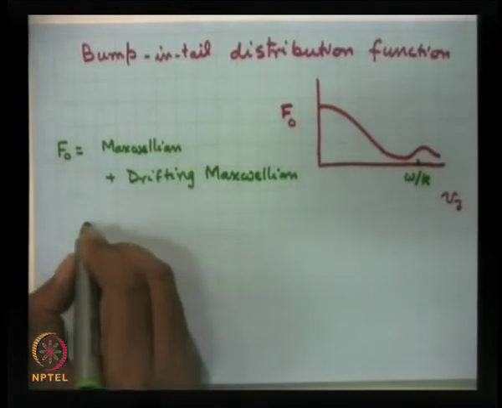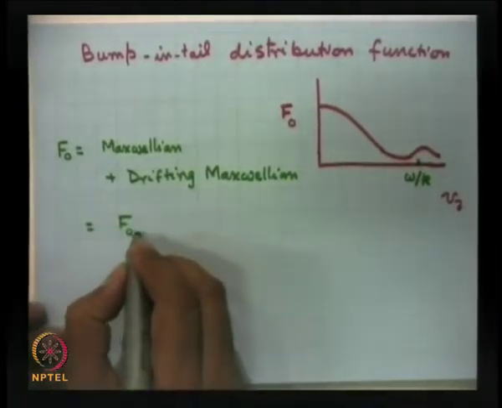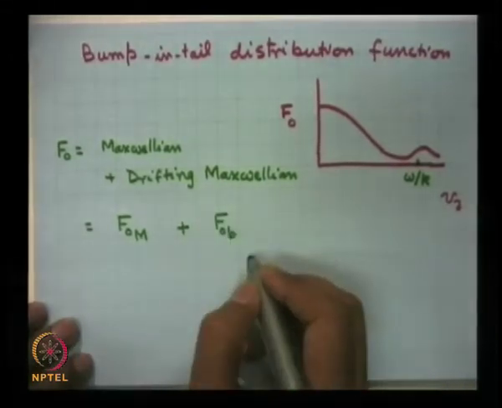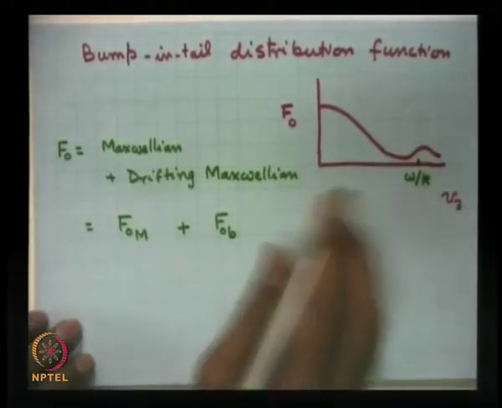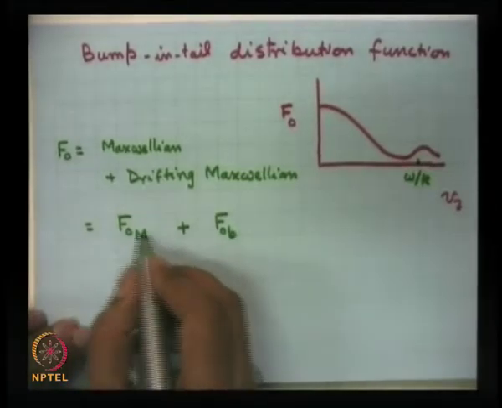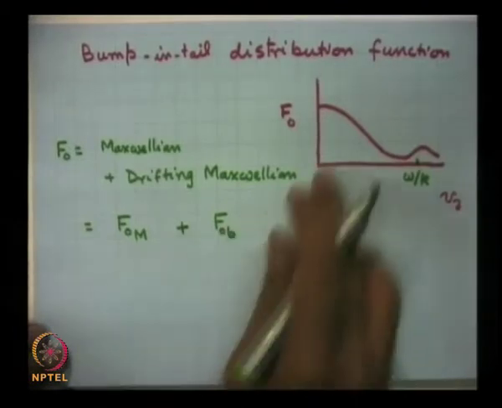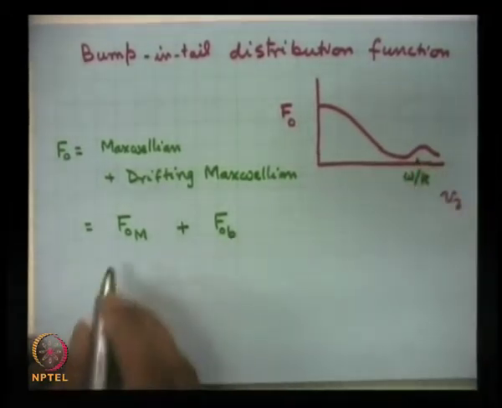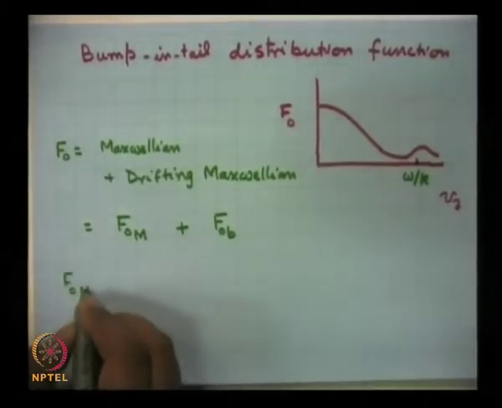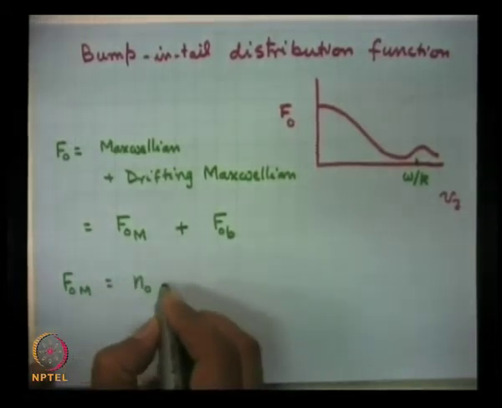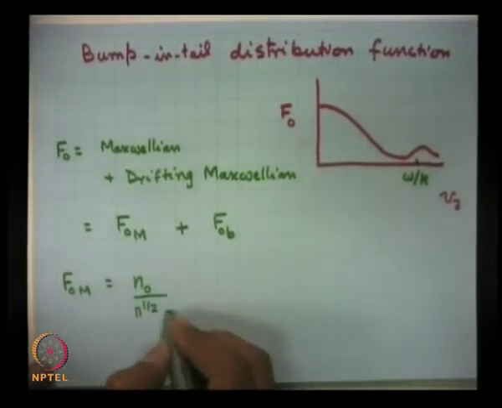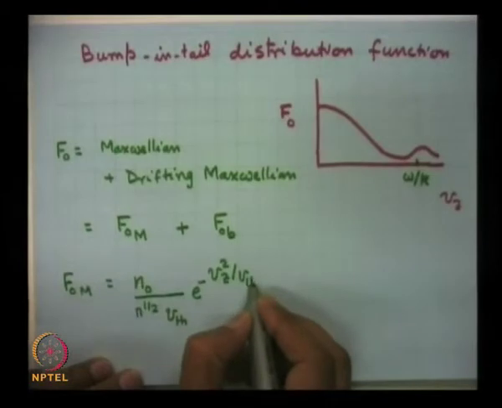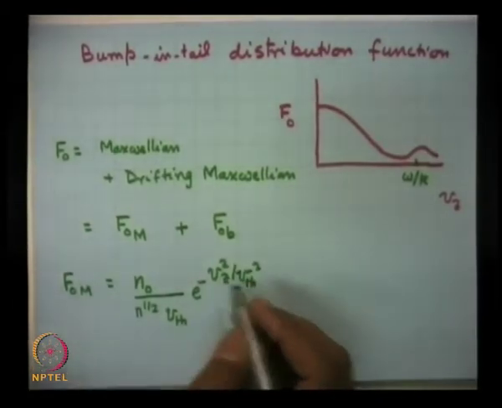And so, I can write the Maxwellian simply as F0m plus F0b, the drifting Maxwellian, something like drifting particles or beam particles moving. Actually, I can call this F0m or F0p, the bulk plasma particles. So, bulk of the plasma electrons have a Maxwellian distribution and some particles are moving with a drifting Maxwellian. So, let me write these expressions. Maxwellian distribution function in one dimension I can write as n0 upon pi to the power half into thermal velocity of the plasma electrons, exponential minus Vz square upon V thermal square. So, these are the bulk electrons of the plasma.